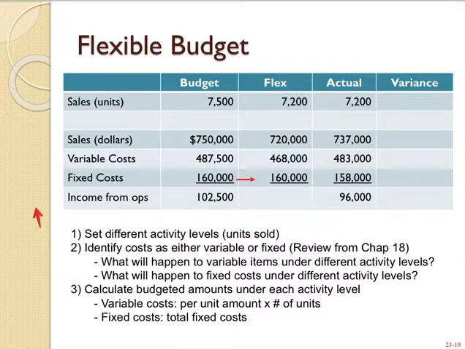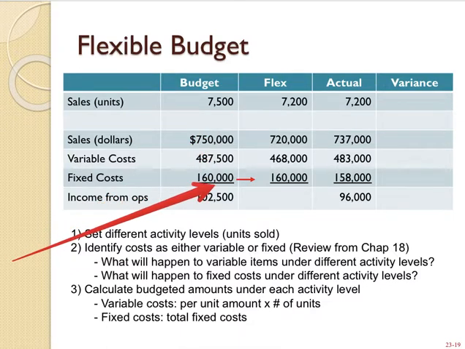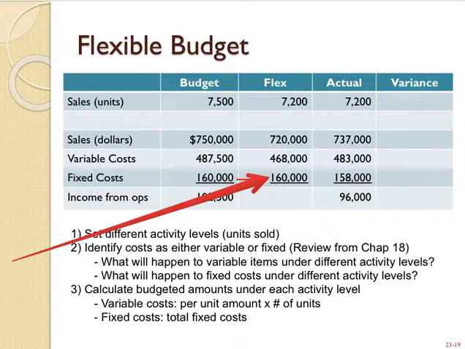But then fixed costs are different. So remember, fixed costs stay the same regardless of level of activity. So for those, you just use your total fixed cost from your original budget. From your original budget, we had $160,000 of fixed costs. Well, that shouldn't change no matter how much activity we have. Therefore, even under our flex budget of 7,200, we're going to just carry over that same budgeted amount of $160,000.